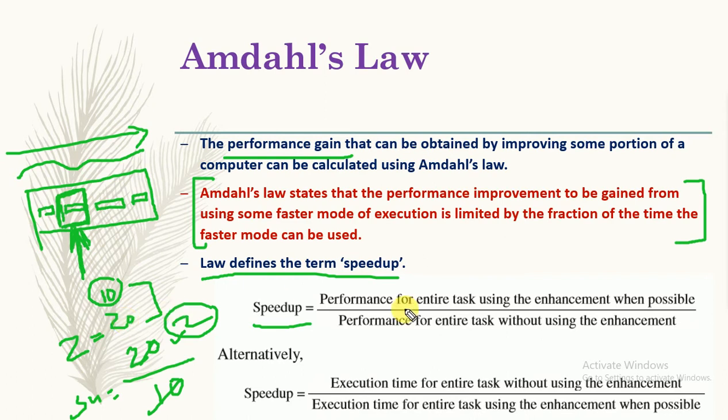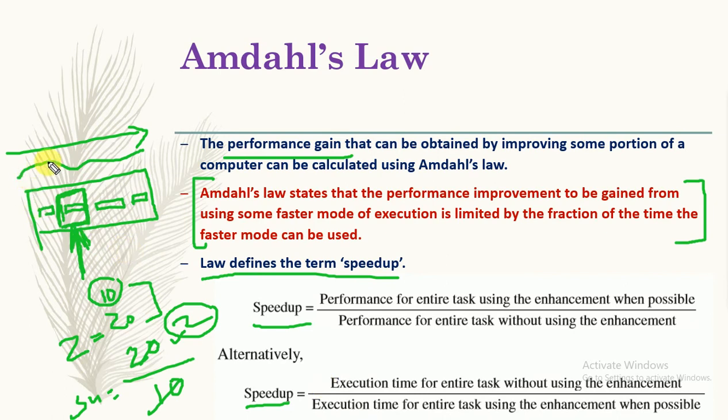Alternately, when performance is converted to execution time, the speed up can also be defined as the execution time for the entire task without using the enhancement. That will be the reverse of this one. Execution time for the task without using the enhancement to the execution time for the entire task using the enhancement when possible. So the execution time of the task with enhancement comes in the downside. Okay, so speed up in terms of performance and speed up in terms of execution time.